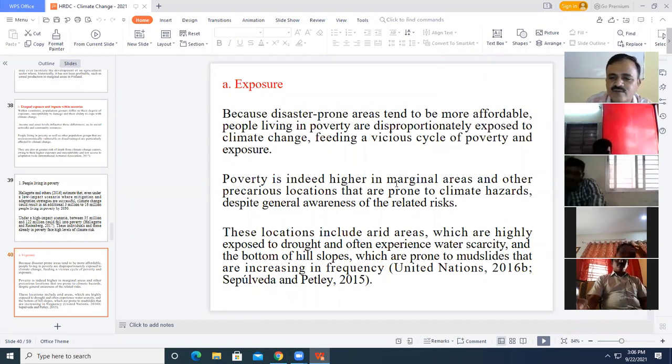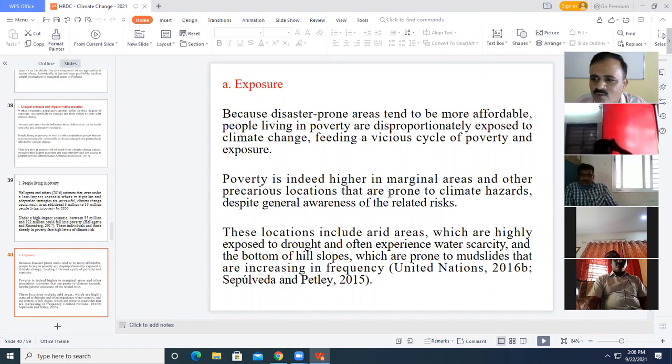Poverty is indeed higher in marginal areas and other precarious locations that are prone to climate hazards, despite general awareness of the related risks. These locations include arid areas, which are highly exposed to drought and often experience water scarcity, and the bottom of hill slopes, which are prone to mudslides that are increasing in frequency. This is again the location of the poor people. If they are located in those arid areas, they fully depend upon the rainfall for their agricultural activities, or depend upon ecosystem-related activities.